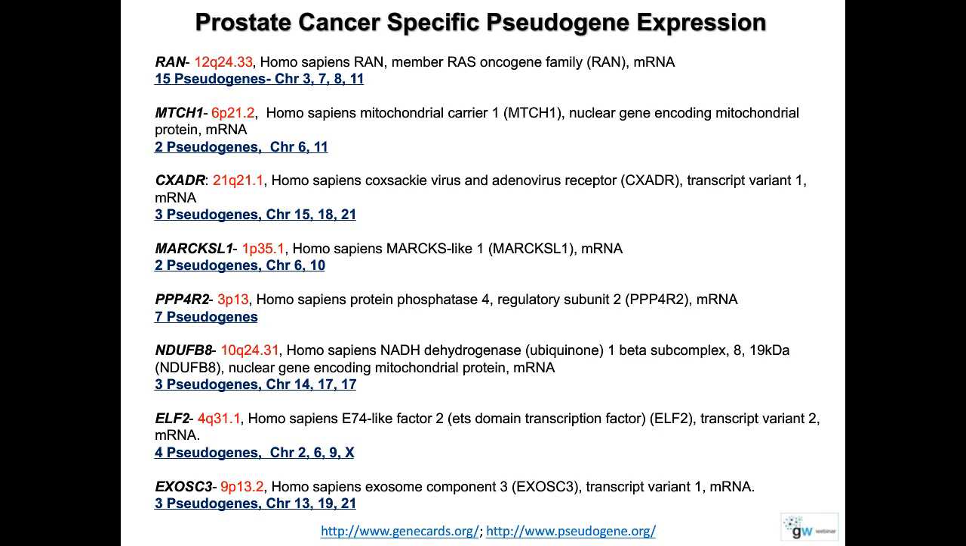Okay, so if you have the UCSC browser, you can actually visualize locations of genes, either processed or unprocessed. What we found in our genome-wide pseudogene analysis was that even though a single gene may have more than one pseudogene, not all the pseudogenes are necessarily expressed. For example, for CXADR in prostate, out of 3 pseudogenes located on chromosomes 15, 18, and 21, only the pseudogene on chromosome 15 is expressed and the other 2 are not expressed at all.